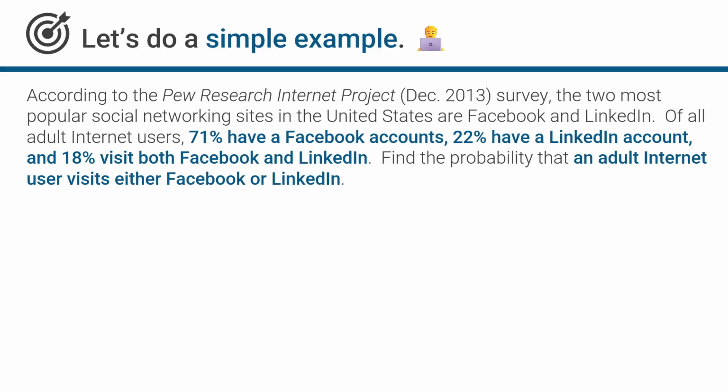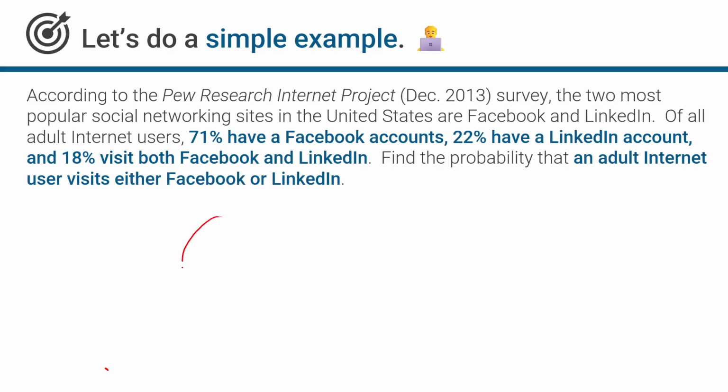Let's check first how we are going to do this. There's a word play here. Remember, when something says both, you don't just add them all together, because this 18% represents what is in the middle. So let's represent it first.